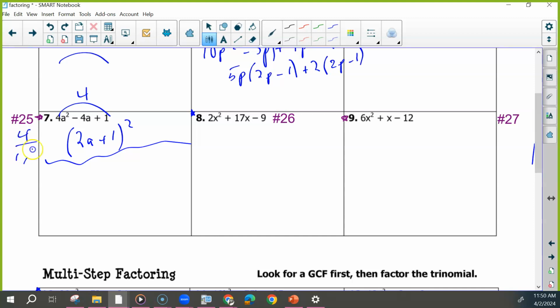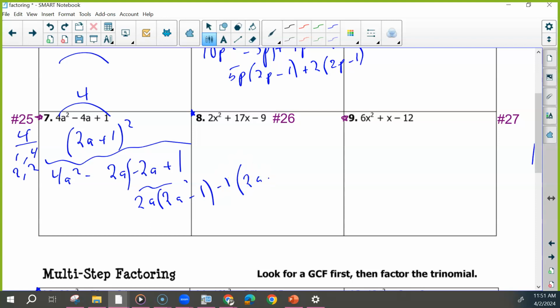Factors are 1 and 4, 2 and 2. So we'd have 4a squared. This would be negative 2 minus 2. Plus 1. And then you split that down the middle. We have 2a. Okay. Leaving it with 2a minus 1. And then if we take a negative 1 out of that one, 2a minus 1 again. So it should be 2a minus 1 squared.